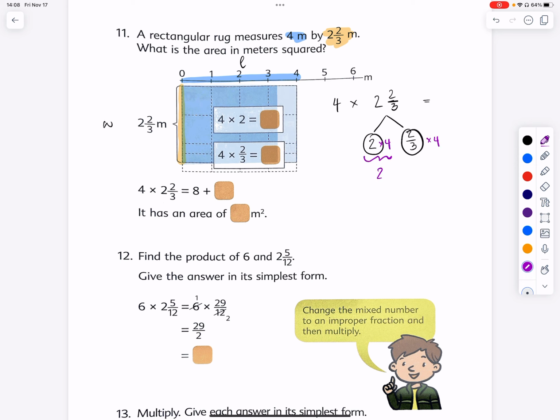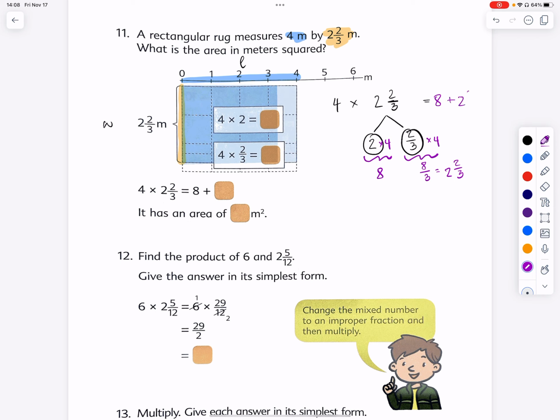So 2 times 4 is easy, that's 8. And 2/3 times 4 gives you 8/3, which is the same as 2 and 2/3. And of course, let's not forget to put those two partial products together.